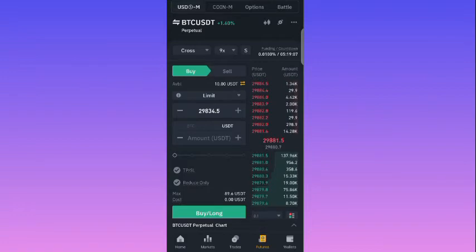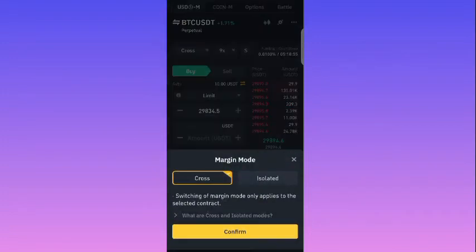Now, before I hop into everything in detail, when you look at this particular place, I can see cross there. When you click on that, there is something known as margin. There is something we call margin. Now, margin is of two basic types. We have the isolated margin and the cross margin.